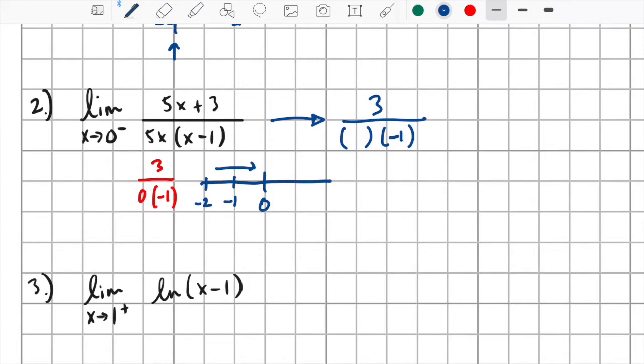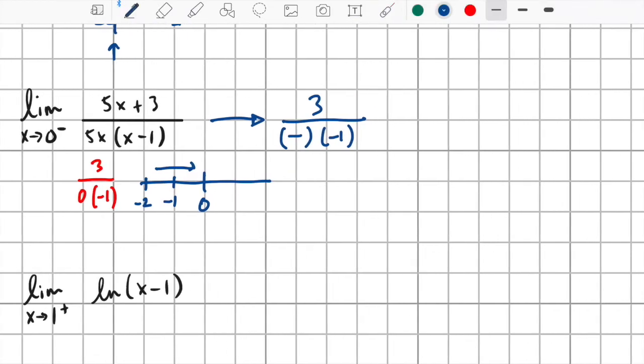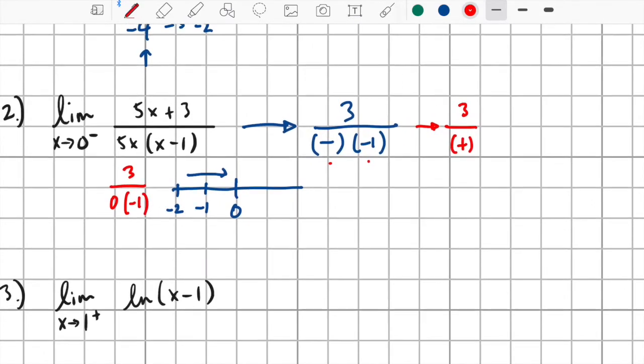So now let's see. If I approach 0 from the left, it's always negative. And 5 times a very small negative number is still negative, so therefore that's negative. But notice that we have 3 over a negative number times -1. That makes it a positive, very small number. And therefore, the limit is approaching positive infinity.